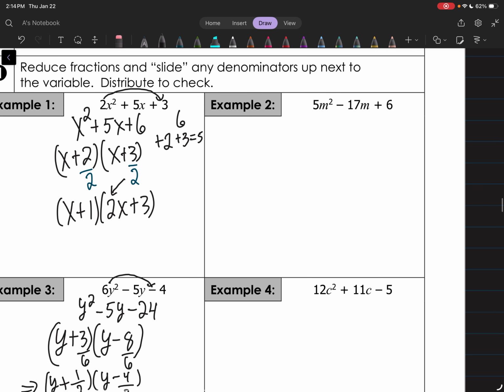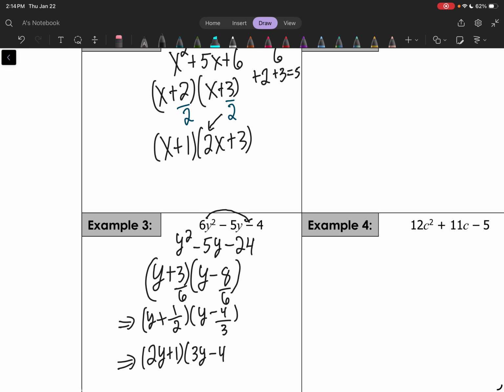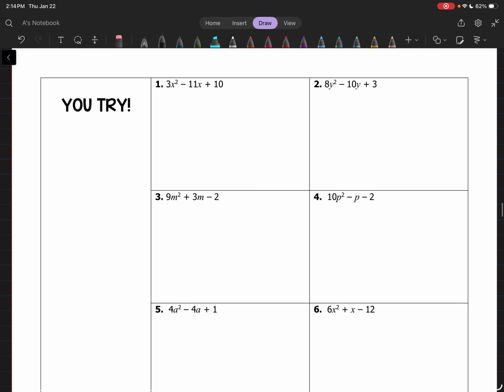Pause the video and take a moment to try examples 2 and 4. These are all examples for you to try. I'm going to do 2 of them. I'm going to do 5 and 6. For numbers 5 and 6, though, I'm going to show you how to do these in Desmos.